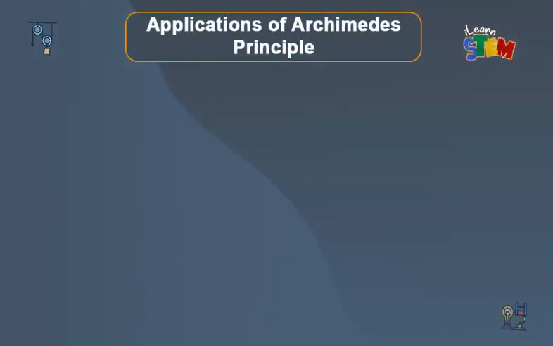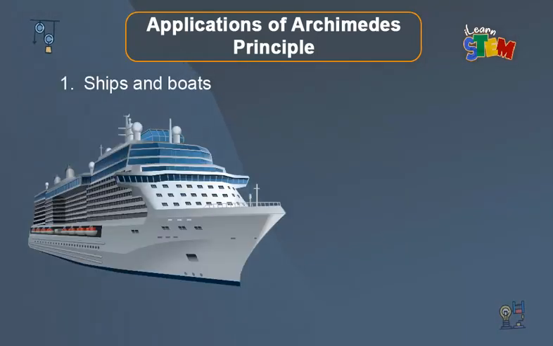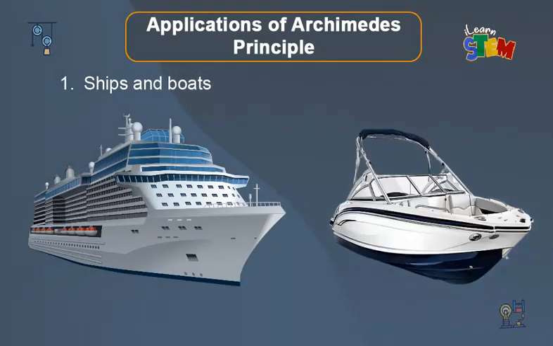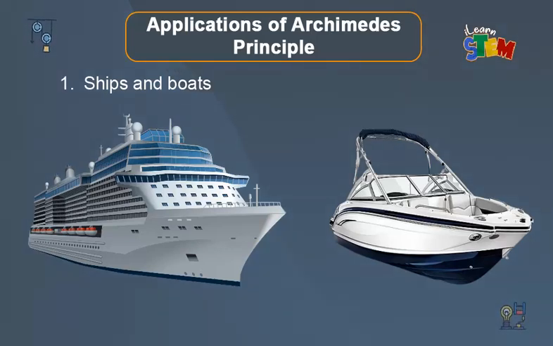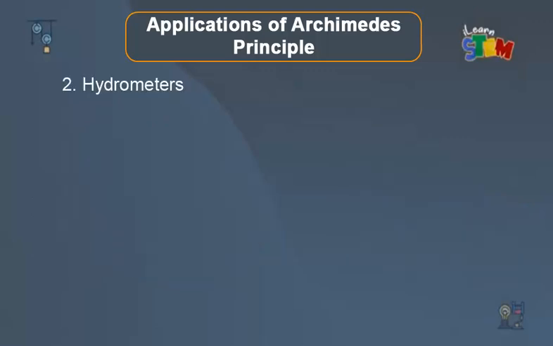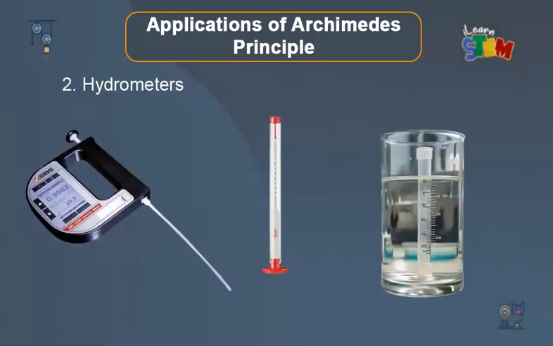Let's see the applications of Archimedes principle. 1. Ships and boats. They float because the upthrust force balances their weight. Even though they are made of heavy materials, their design, hollow and large volume, ensures enough water is displaced to balance their weight. 2. Hydrometers. These are devices used to measure the density of liquids. A hydrometer floats at different levels in a liquid, depending on the liquid's density, based on Archimedes' principle. And so much more. You can go further to explore these applications.